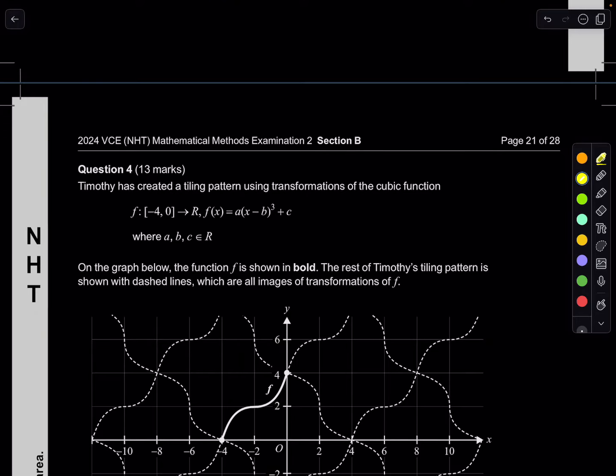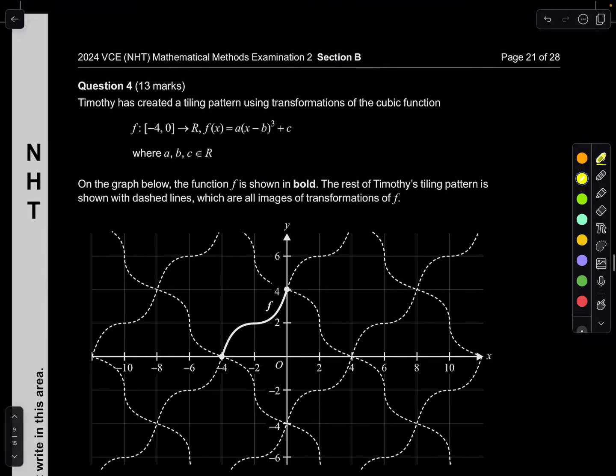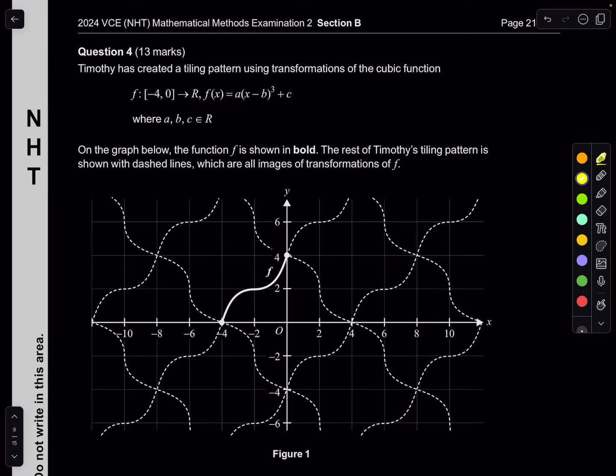Timothy has created a tiling pattern using transformations of the cubic function. So from -4 to 0, f of x, and we don't know what these are, so we have a, b, and c, where a, b, c are elements of the reals. On the graph below, the function f is shown in bold. So it's right over here, this bold equation. If you can't see it through my screen, this is the bold one. The rest of Timothy's tiling pattern is shown with dashed lines, which are images of the transformation of f. Basically, images means the transformed version, so this has been transformed in many ways to make all these tilings.